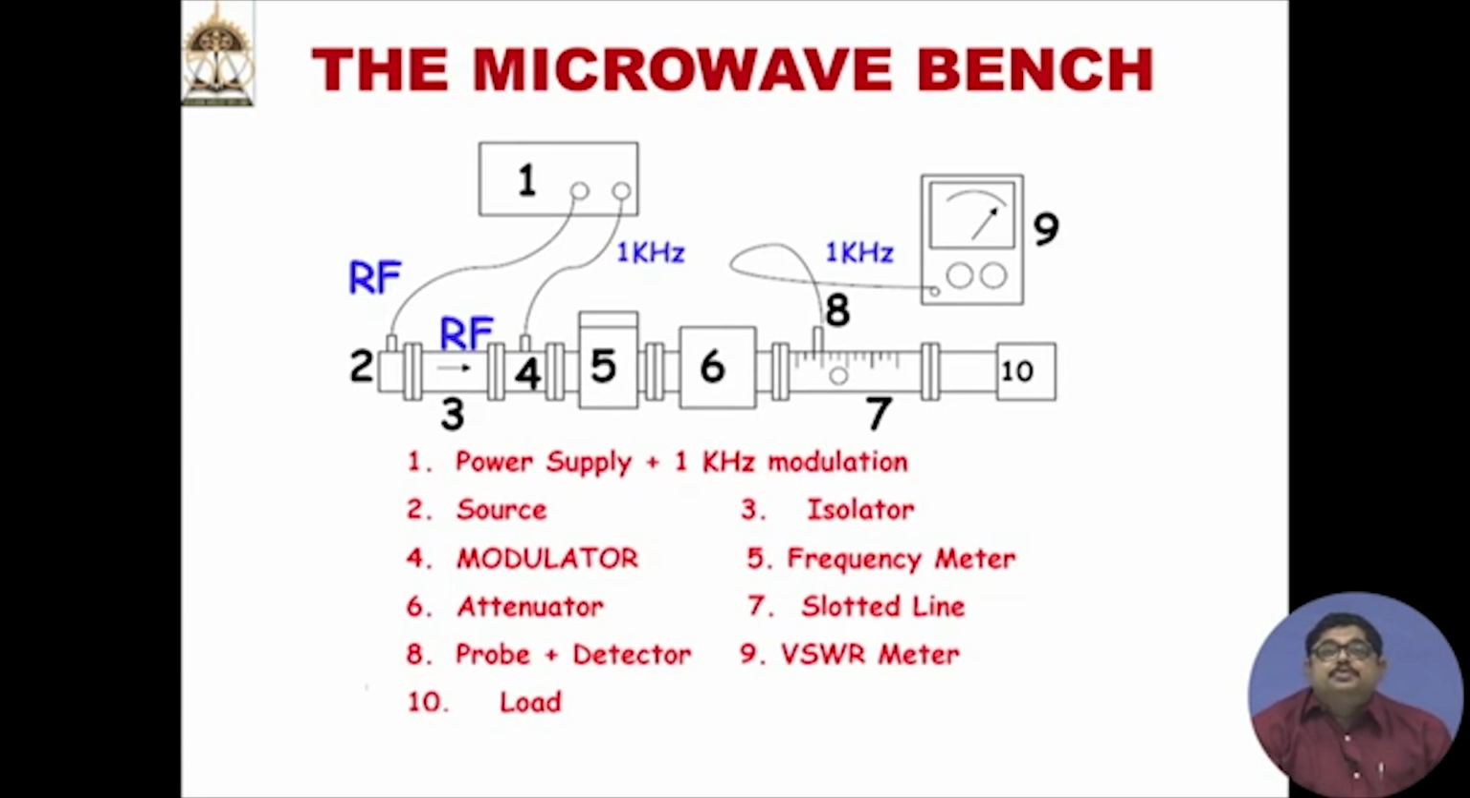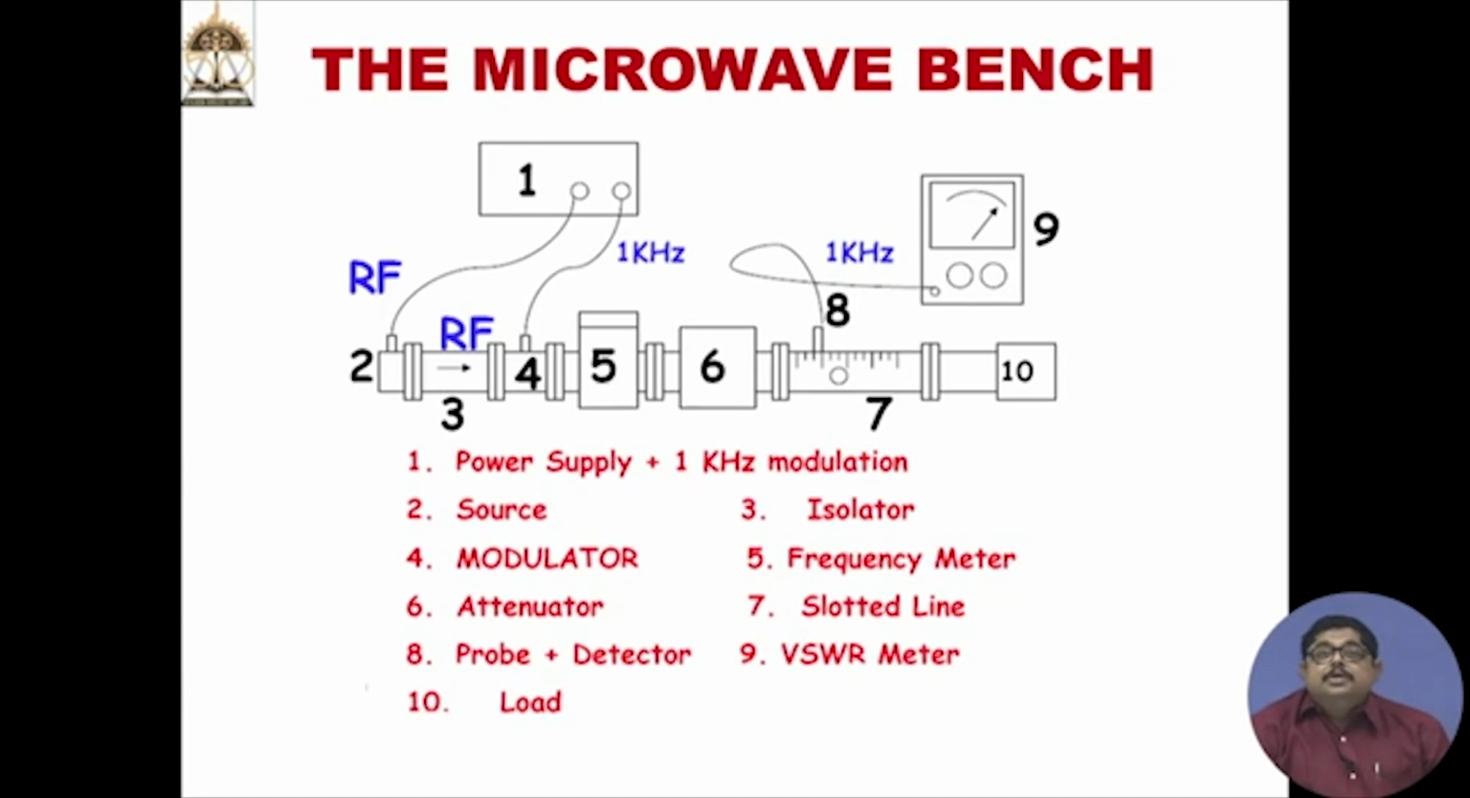Actually, there is an RF source, but we are detecting that RF source with a diode, as I said, a point contact diode, which is on the carriage. So, the diode cannot detect your microwave, but it can detect a 1 kilohertz signal. So, we give a 1 kilohertz modulating signal to the RF, and that is why it comes in with a modulation of 1 kilohertz. The diode can detect that 1 kilohertz.